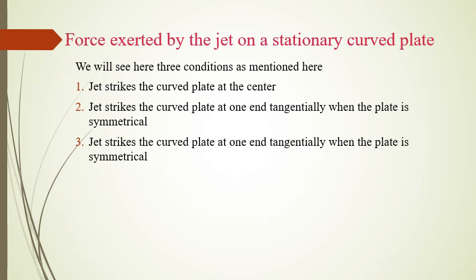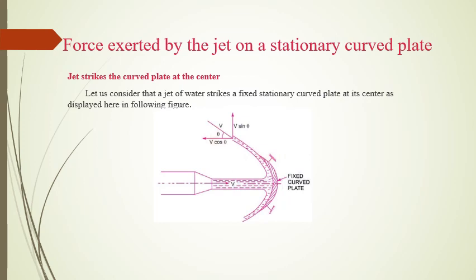Case 3 and condition number 3, that is force exerted by the jet on a stationary curved plate. In this condition there are again three conditions. One is jet strikes the curved plate at the center, and jet strikes the curved plate at one end tangentially when the plate is symmetrical. In case 1, condition number 3, there are again three conditions. The first one is when the jet strikes the curved plate at center.